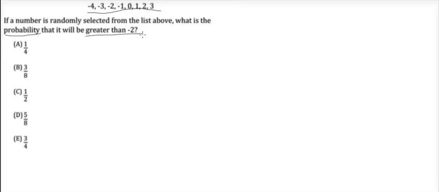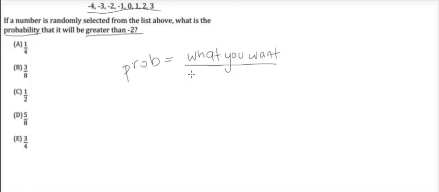So with any SAT probability type question, this is what you should always keep in mind. Probability, which I'll just call prob, will always be equal to a fraction. And the numerator to that fraction will always be what you want, divided by the number of options you have. So I'll call that total number of options.